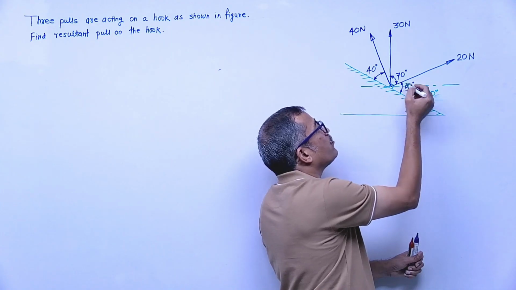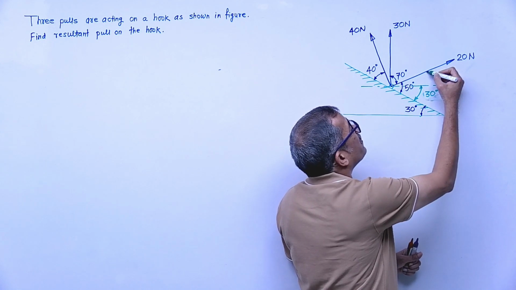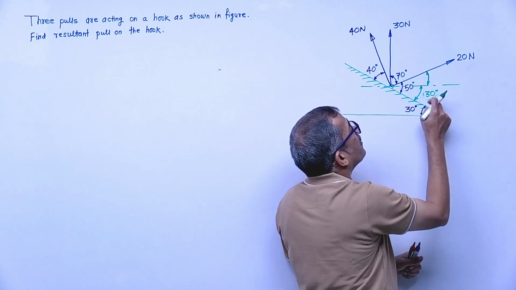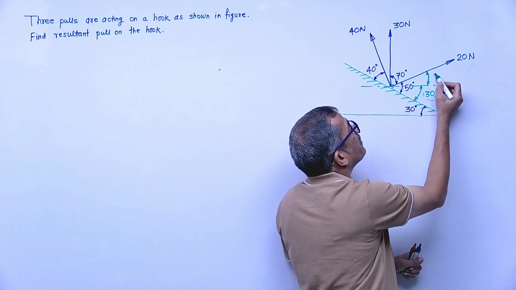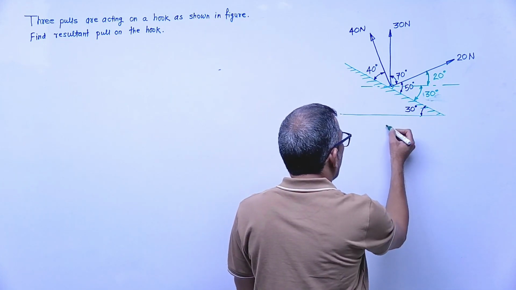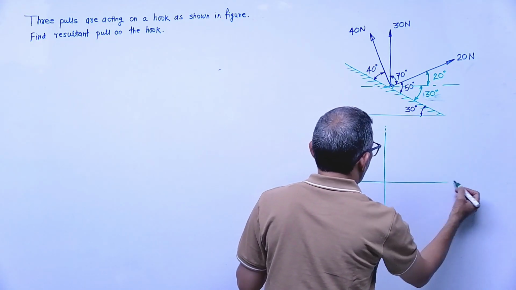Now 20 Newton force is inclined at 50 degrees. That means what is the inclination of 20 Newton with horizontal? 30 plus this one is 50. Means this angle is what? 20 degree, correct? Now I'll represent these forces again here, so that you will not get confused.